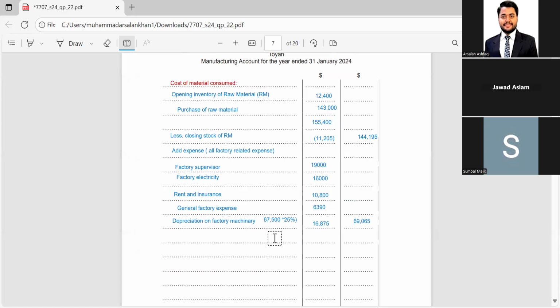Okay. Now I will add the cost of material consumed. I will add the answer with this one. I will add the total answer over here. 1,444,195 plus 69,065 gives 213,260. Okay.